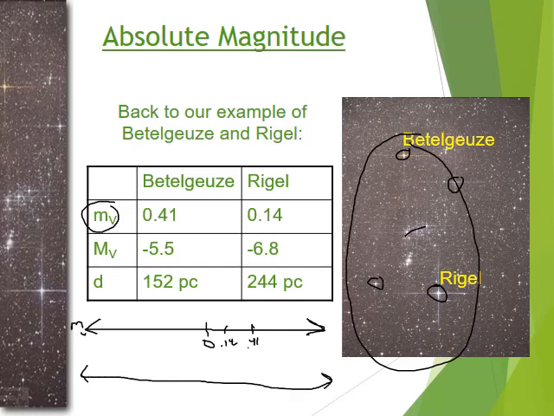Now we also have some information about their absolute magnitude, or their capital M. The absolute magnitude, I'm going to put my 0 mark here, of Betelgeuse is negative 5.5. And the absolute magnitude of Rigel is negative 6.8.